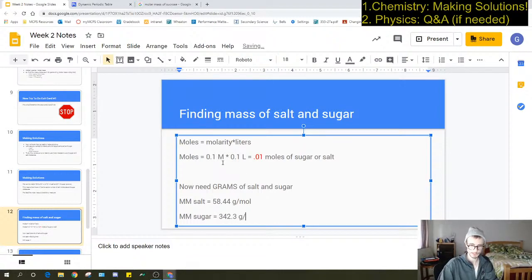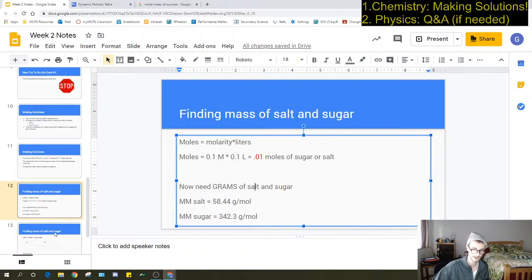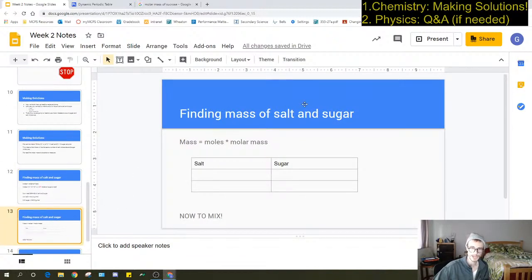342.3 grams per mole. Beautiful. So now we have the molar masses. We know the moles that we need. We can go and use the second equation to figure out that, so finding the mass of salt and sugar.